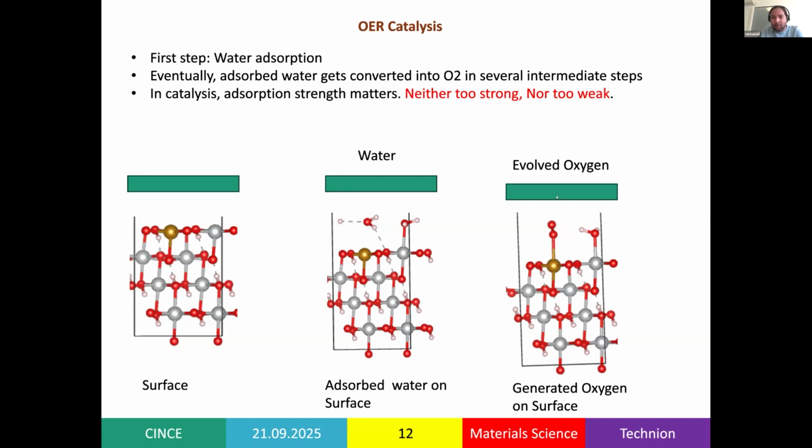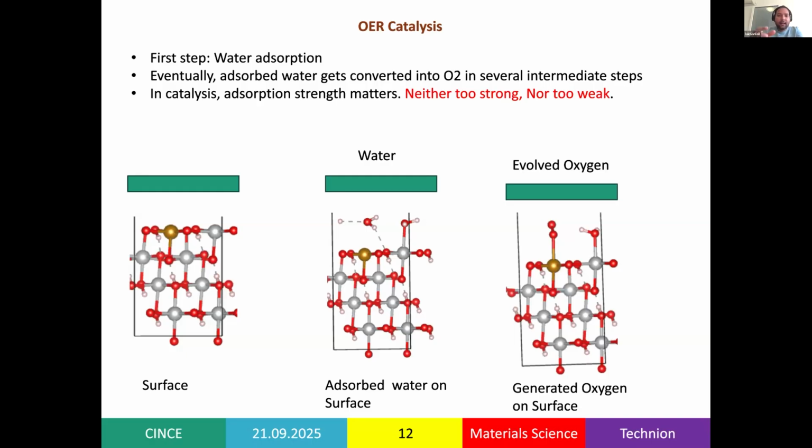Of course, for water to evolve oxygen, it has several steps. It doesn't happen in one single step. It's not like you have water and directly you get oxygen. There will be several steps in between. And what determines this kind of reaction? It is the bonding between the reactants or the reaction intermediates and the surface, how strong or weak that bond is.